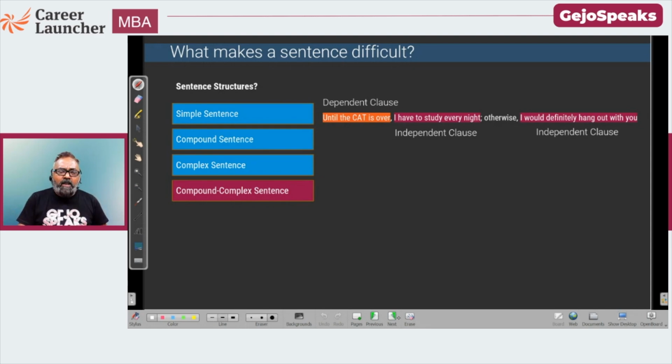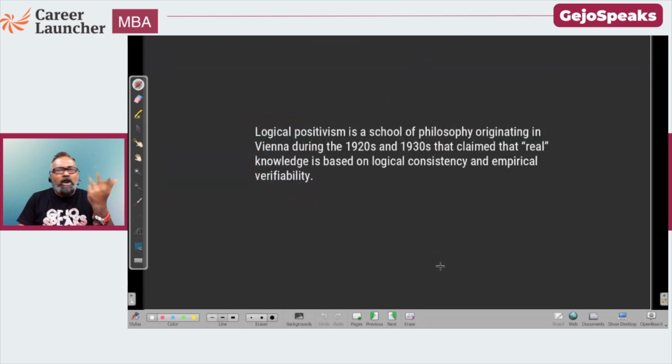So if you look at this sentence here, what do you make of this? How do you read this sentence? Logical positivism is a school of philosophy originating in Vienna during the 1920s and 1930s that claimed that the real knowledge is based on logical consistency and empirical verifiability. What do we do with this? So let's look at it another way, right? Let's answer the question in a slightly different manner.